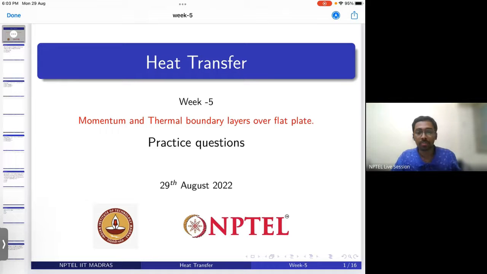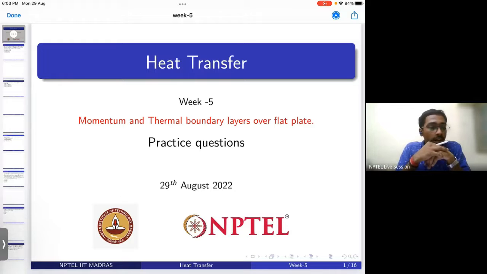So welcome to another NPTEL live session of the NPTEL course Heat Transfer. Today this is our fifth session. We'll be discussing the contents related to the week five topics. So let's have a brief recap of the week five topics discussed in the lectures. Mainly, it was flow over a flat plate where we discussed the momentum and thermal boundary layers.